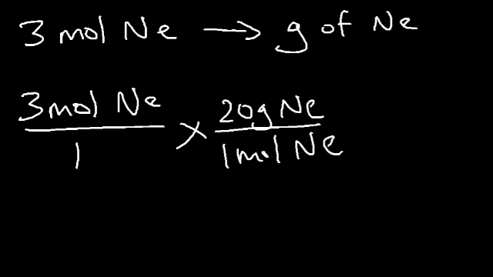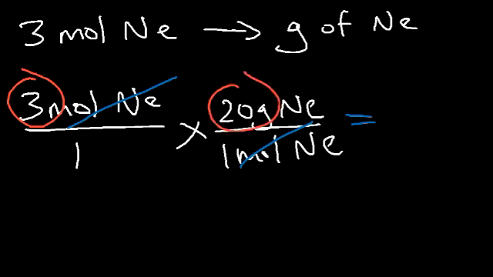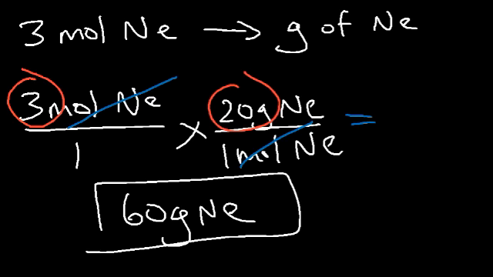So there's 20 grams of neon per 1 mole of neon. So you want to set it up in such a way that the unit moles of neon cancels. And so since we have 2 numbers on top, we got to multiply. 3 times 20 is 60. So you're going to get 60 grams of neon.